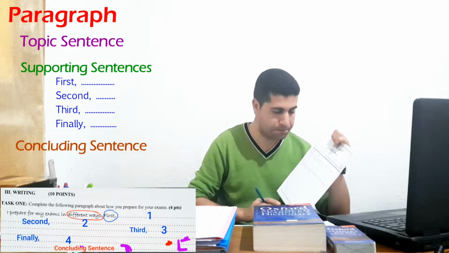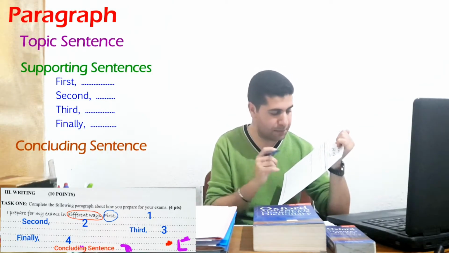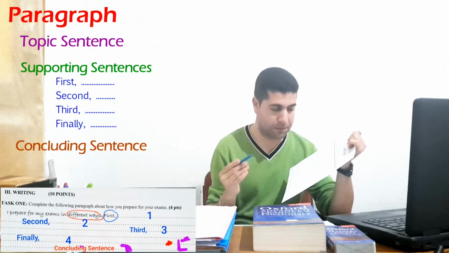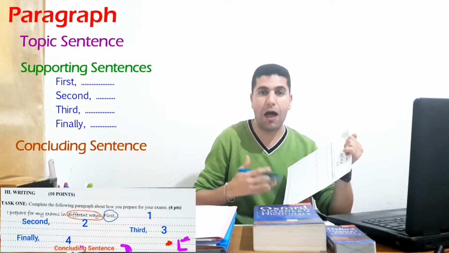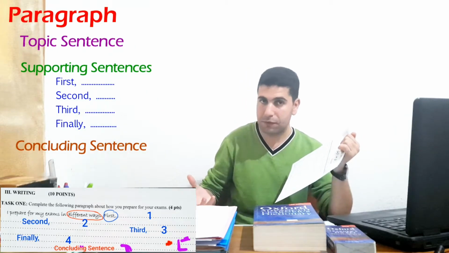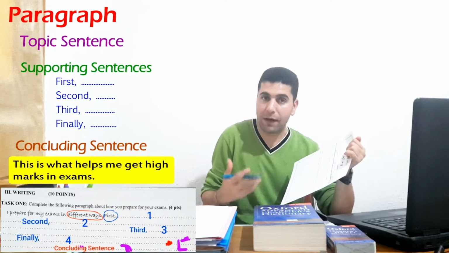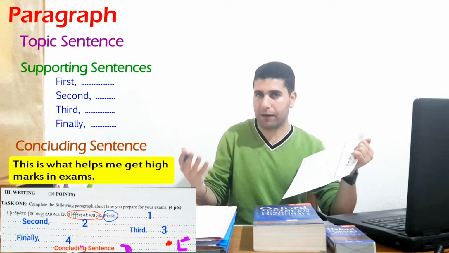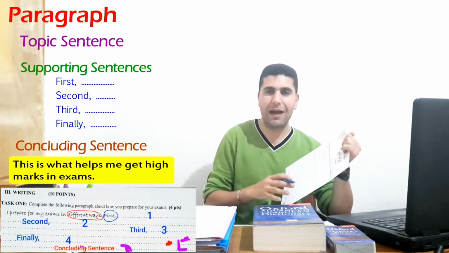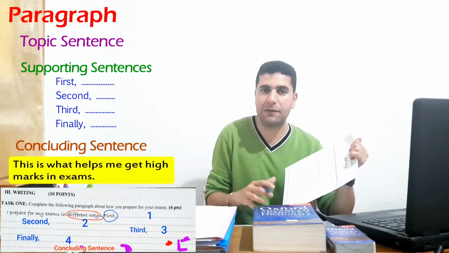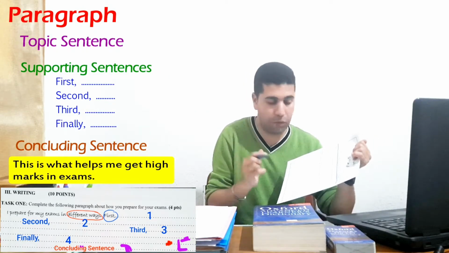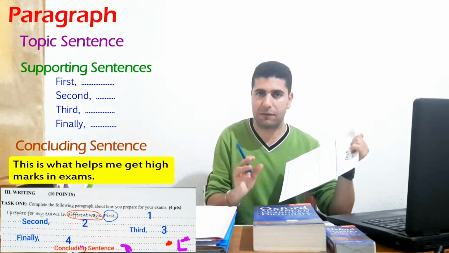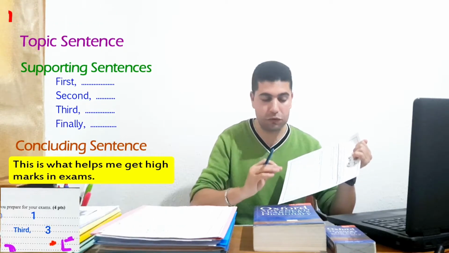Therefore, here we are talking about the ways we prepare for exams. So you can say, this is how I prepare for my exams, or this is what helps me get high marks in exams, or these are the ways that help me get high marks in exams. These are examples of concluding sentences that you can use to conclude the paragraph.